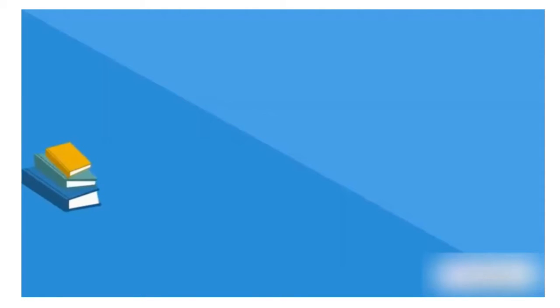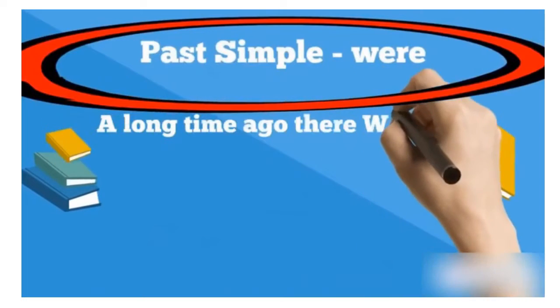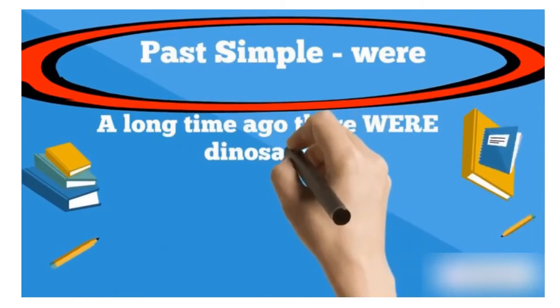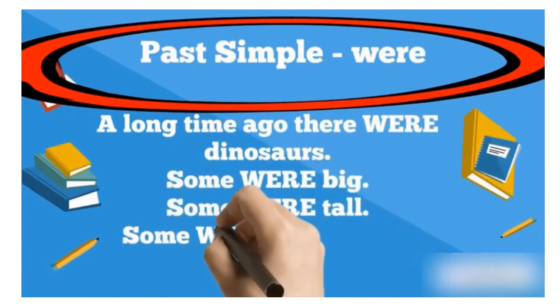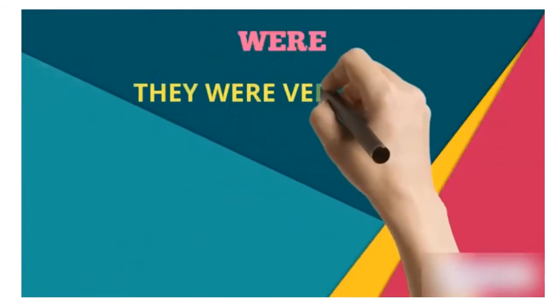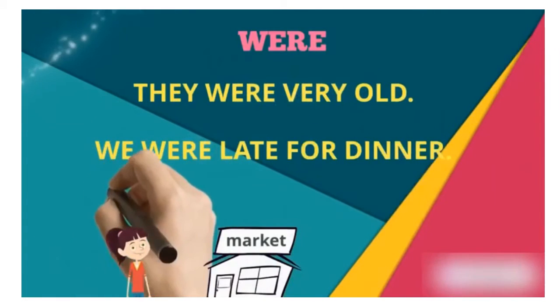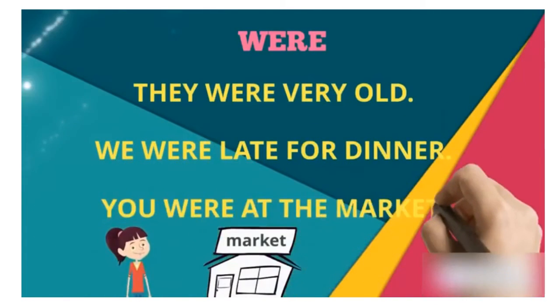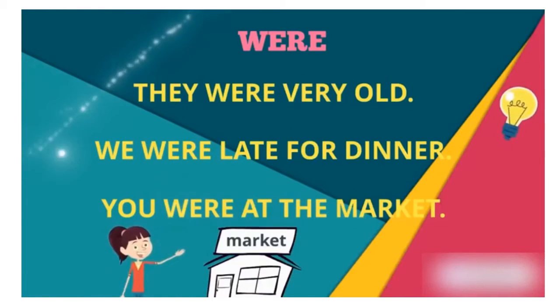Now let's make some examples with were. A long time ago, there were dinosaurs. Some were big, some were tall, and some were dangerous. Now let's make more examples. They were very old. We were late for dinner. You were at the market. These examples are made with were.